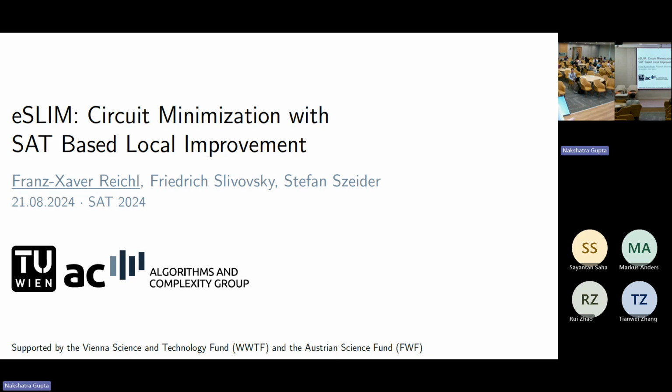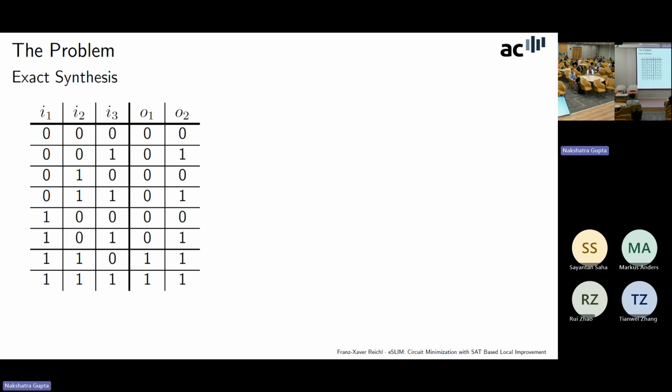In the following, I will talk about our tool eSlim, which is a tool for reducing the size of Boolean circuits. This was joint work with Friedrich and with Stefan. This tool mainly deals with two problems, namely exact synthesis and circuit minimization. So let me start with a brief recap of these two problems.